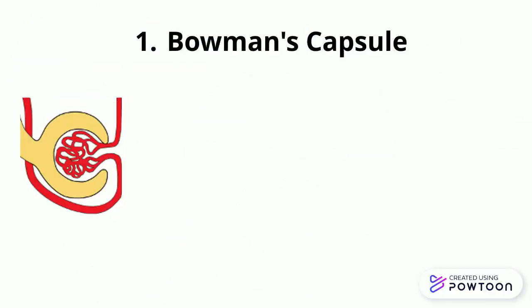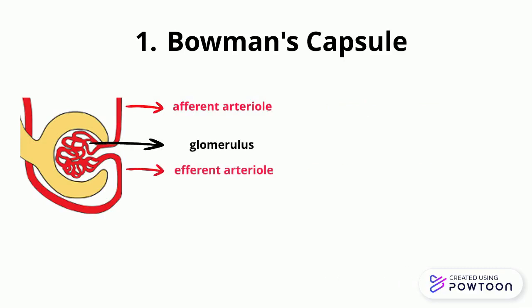Firstly, the Bowman's capsule. The bundle of capillaries inside the capsule is called the glomerulus. Blood enters the glomerulus through the afferent arteriole and leaves through the efferent arteriole. Fluid from inside the glomerulus is pushed into the Bowman's capsule by ultrafiltration through the basement membrane.